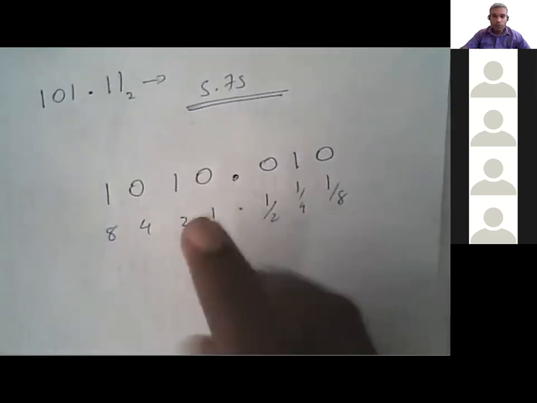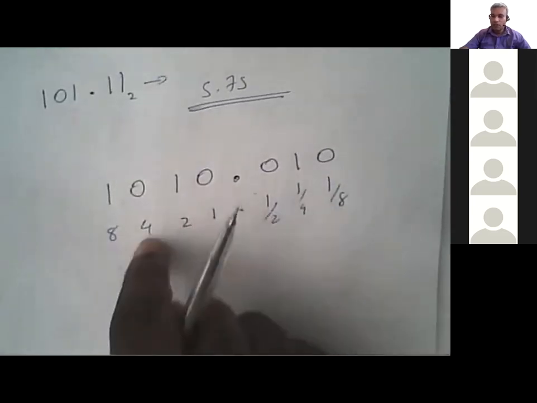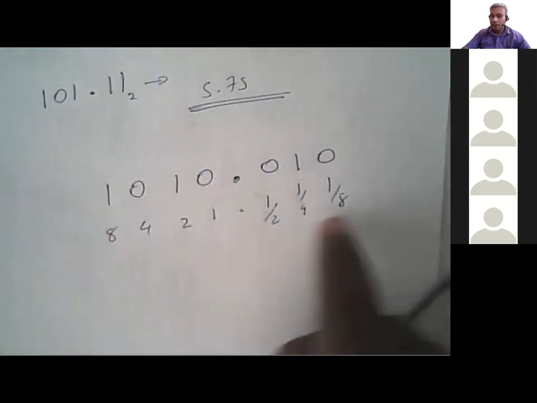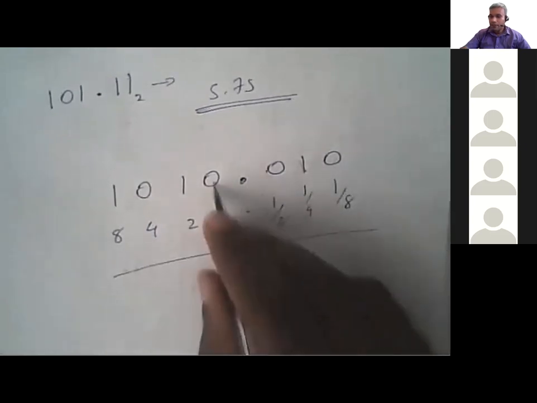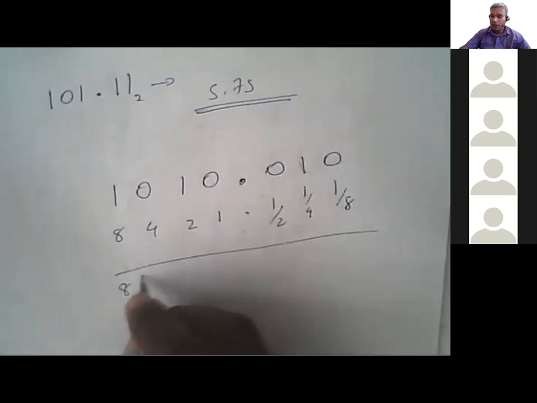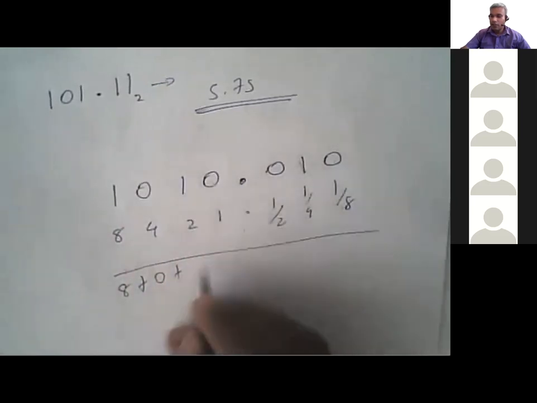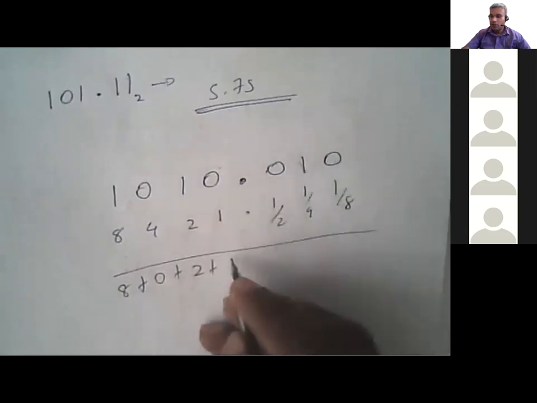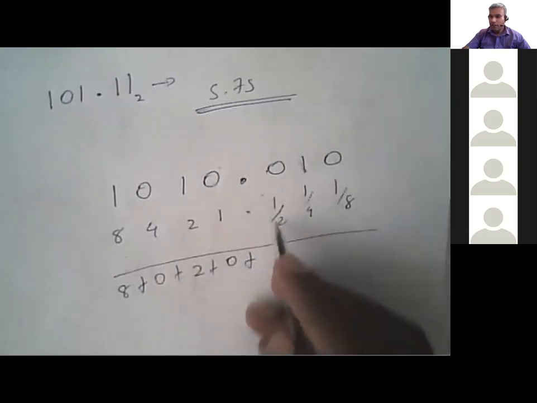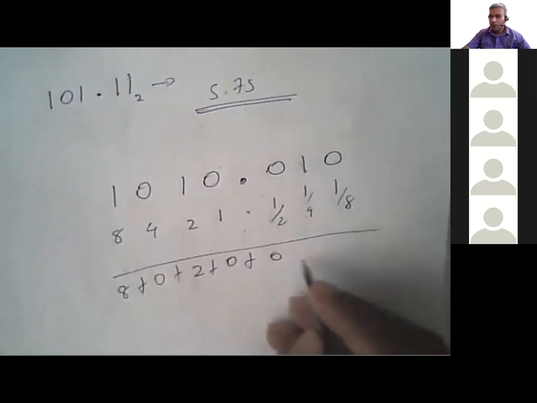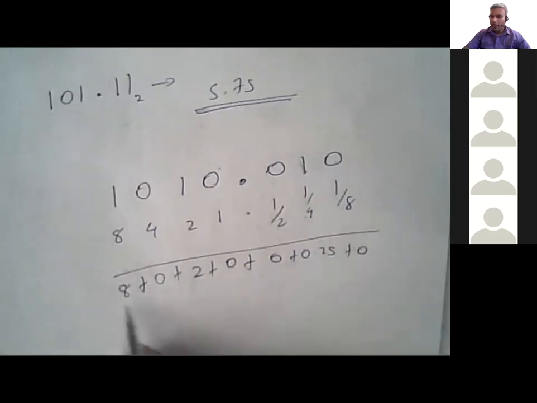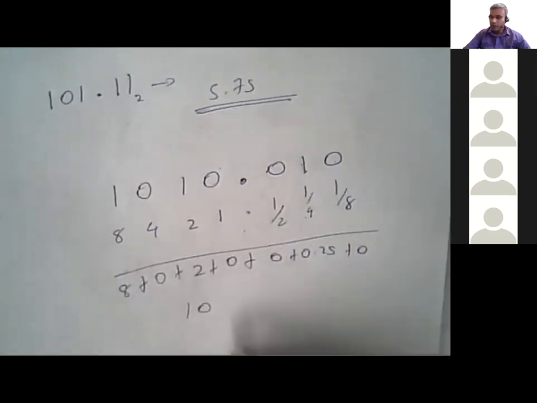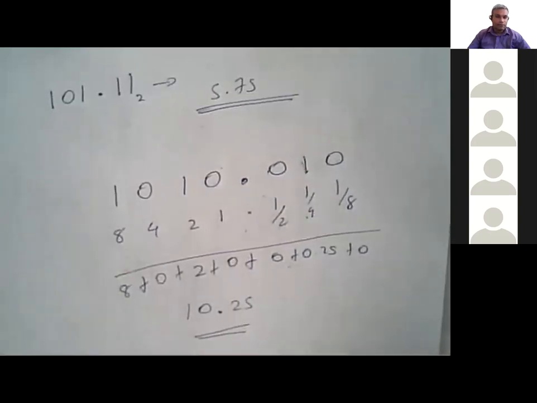In the earlier one, I used powers of 2 to show it: 2 to the power 0, 2 to the power 1, 2 to the power 2, like that. But these are the actual values you will get. Then you multiply each of them and add them. So here you get 8 plus 0, plus 2, plus 0 into half is 0, plus 1 into 1/4 is 0.25, and this is again 0. So when you add them up, you get 8 plus 2 is 10, plus 0.25, so you get 10.25.